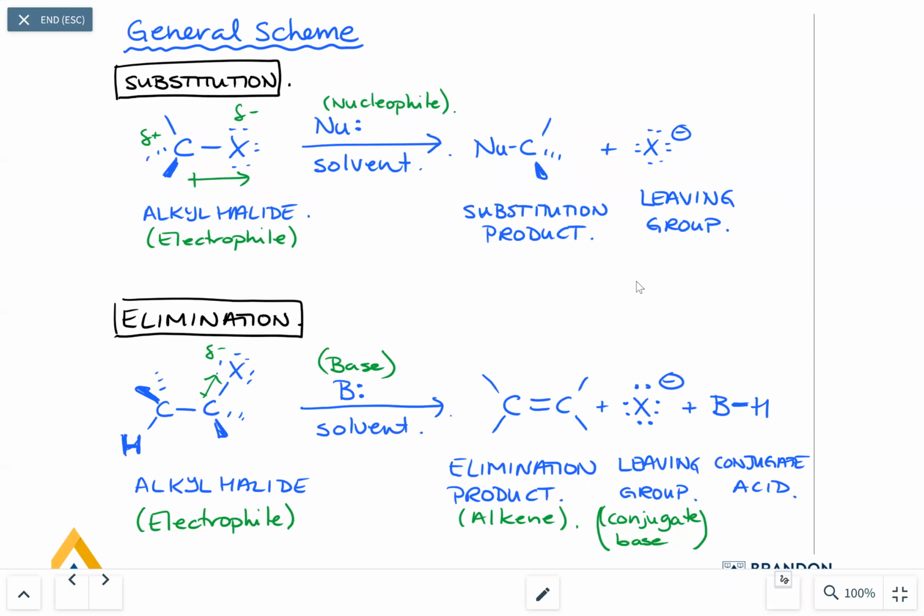So in the substitution reaction, where's my little laser? We're going to have a nucleophile. We're going to have our alkyl chloride. And so remember, this carbon is going to have a delta plus. So this nucleophile is going to come in and attack this carbon. And our halogen is going to be leaving. So this halogen which leaves is going to be called the leaving group. And we're going to have some nucleophile, and our electrophile will be our alkyl halide. And then we'll have a substitution product along the way.